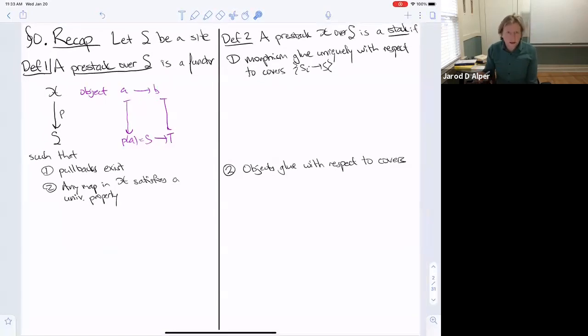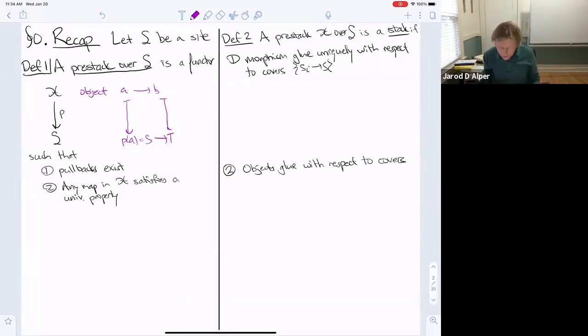And then building off that, we define a pre-stack to be a stack if certain descent conditions hold. There are 2 conditions. The first is that morphisms glue uniquely in the topology of the site S.